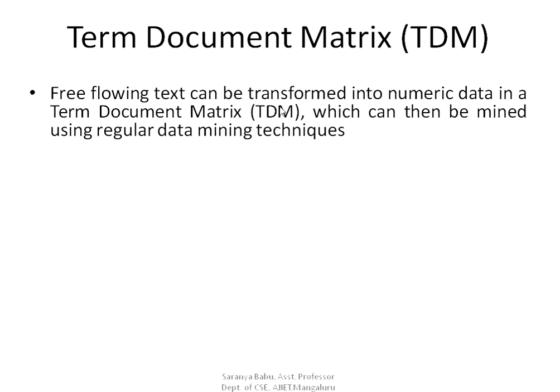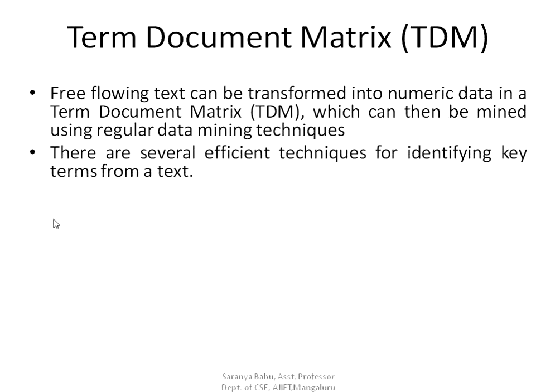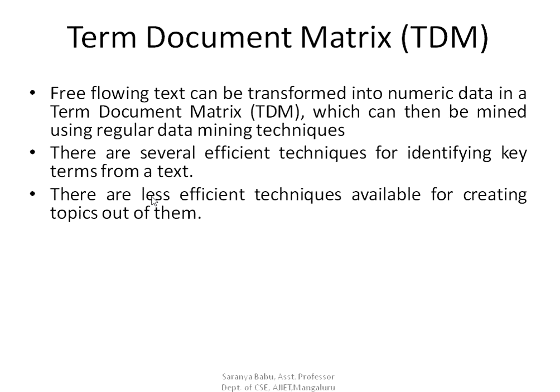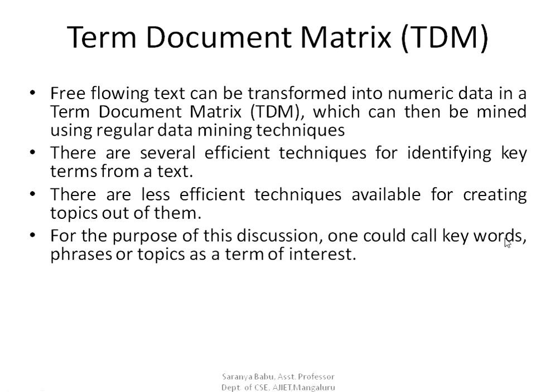Now how can you transform this free flowing text into numeric data? That is what is called the term document matrix, which can then be mined using regular data mining techniques. There are several efficient techniques for identifying the key elements from a text. There are also techniques available for creating topics out of them. You can call them keywords also. For this purpose, one could call keywords, phrases or topics a term of interest.